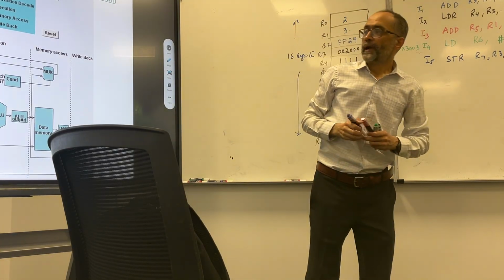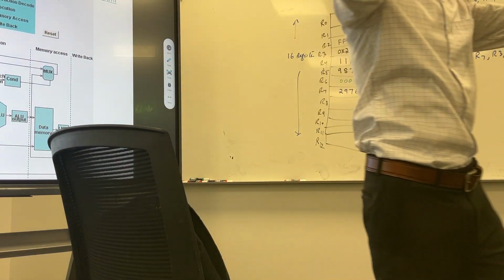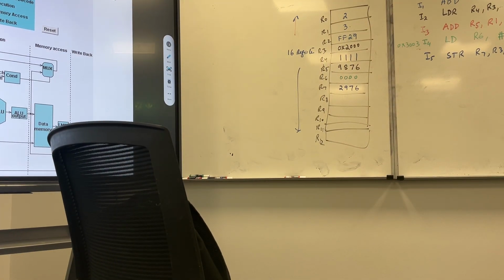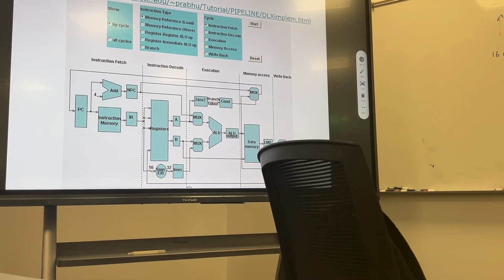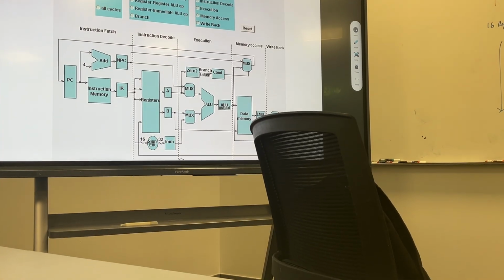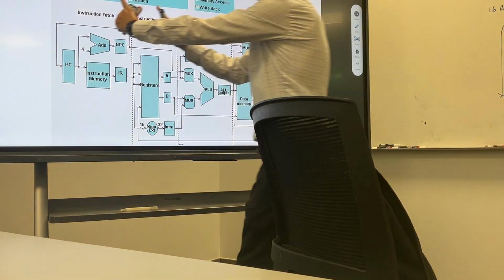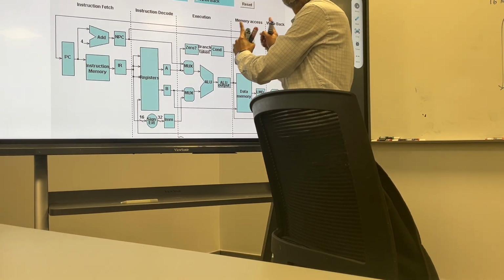Clear? Okay. Now, if you look here, we can divide the complete computer organization into different stages. What are these stages? Look at the figure. What are the different stages of instruction execution? Instruction fetch, then decode, then execute, then memory, and then write back.